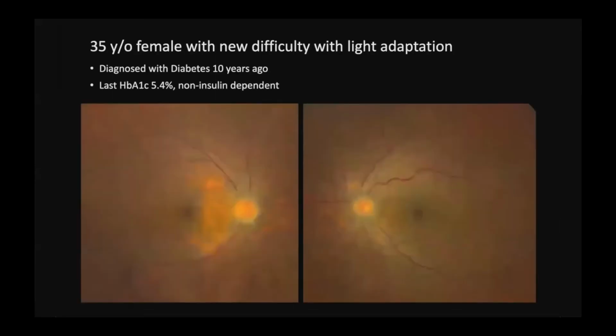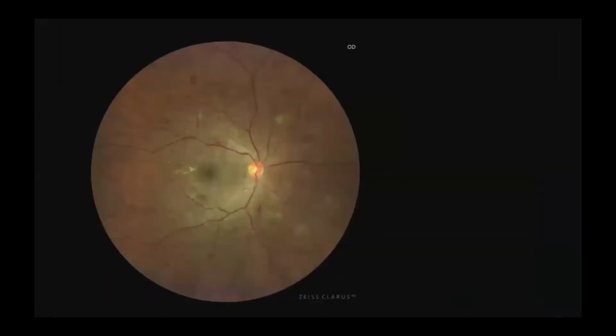So our first case is a 35-year-old female with no difficulty with light adaptation, diagnosed with diabetes 10 years prior. Her last hemoglobin A1C was 5.4%, and she was non-insulin dependent. On exam here, we can see microaneurysms, vessel attenuation, some obscuration of the disc, as well as peripheral hemorrhages.